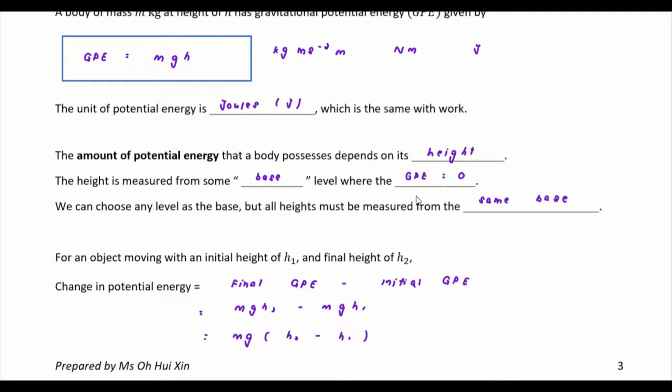So now let's look at the first example for GPE. I'm going to use this example to explain the base level that we mentioned just now. A ball of 2 kg is projected vertically upwards from a tabletop which is 4 meters above the ground. So if this is our ground, I have the table, which is 4 meters above the ground. This ball is projected vertically upwards from the surface of the tabletop. Find the gravitational potential energy when the ball is 3 meters above the tabletop. So maybe the ball is now here, 3 meters above the tabletop.